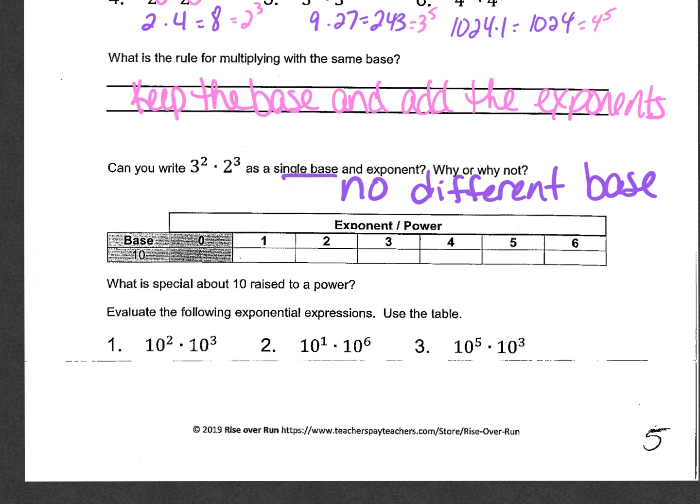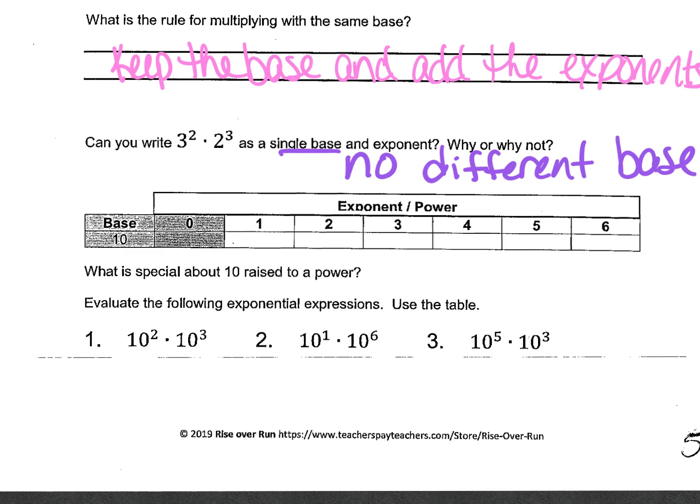Okay, so we'll talk about tens here. 10 to the 0 is 1. 10 to the first is 10. Go ahead and pause right now. Get that filled in. Okay, now that you've got that done, you've used your calculator, hopefully.